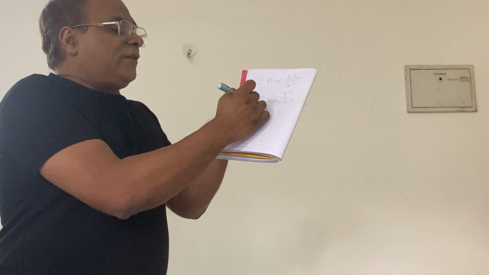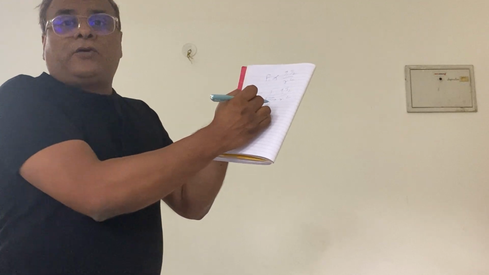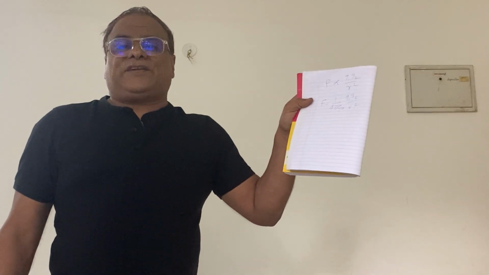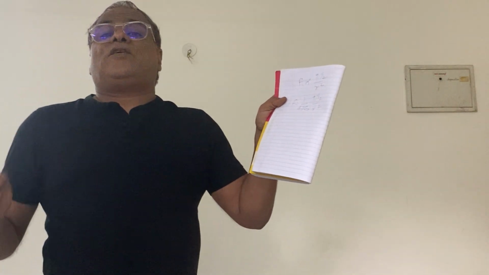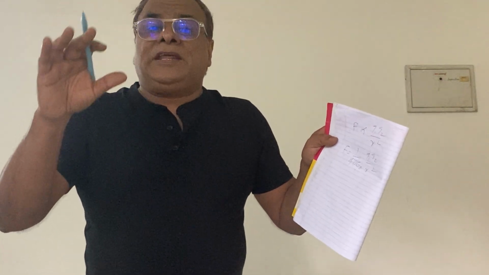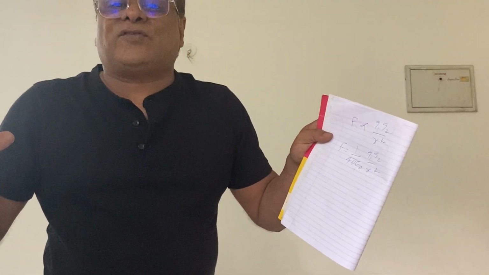See, this equation is for free space. I will explain. What is epsilon 0? Epsilon 0 is known as the permittivity of free space. What is permittivity? The permittivity of a medium is the ability to transmit electric lines of force.